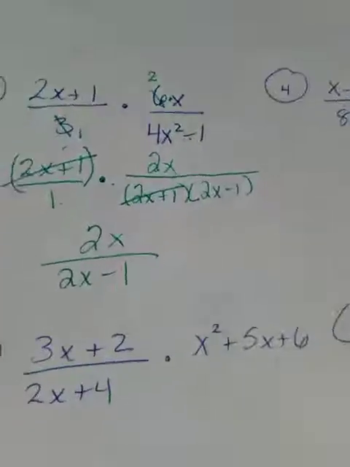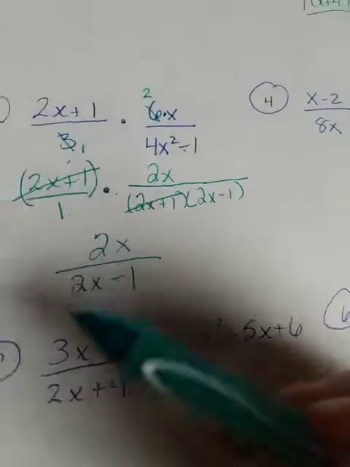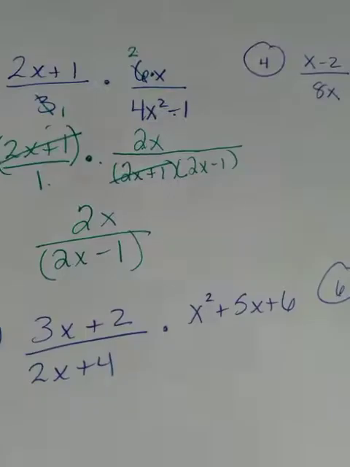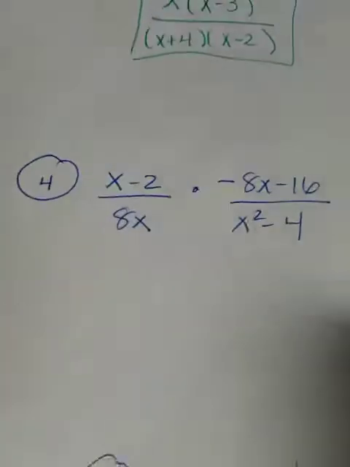Now, people usually want to be like, oh yeah, I can cancel these two x's. No, you cannot, because the denominator is the quantity. It's the binomial 2x minus 1. You cannot cross those out. That is your answer.